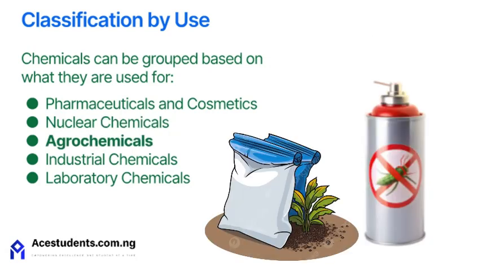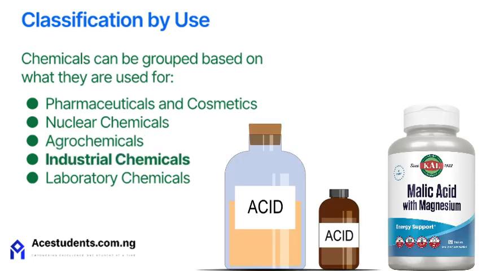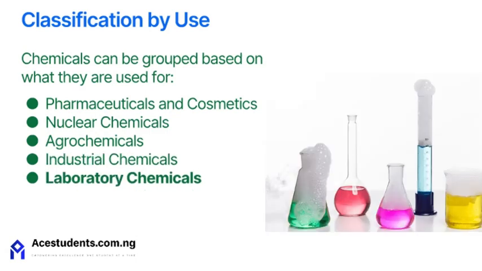Farmers use agrochemicals to improve crop yield and fight pests. Examples are fertilizers, herbicides, and insecticides. Factories rely on industrial chemicals to make products. Examples include acids for reactions and materials for making plastics. Laboratory chemicals are used in schools and research labs. Examples include sodium chloride, copper sulfate, and ethanol.